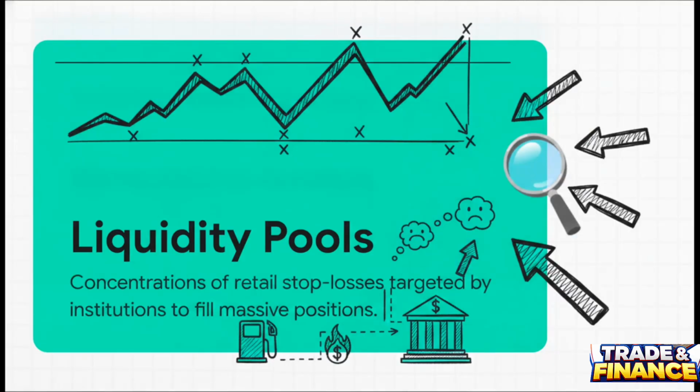So what exactly are these liquidity pools we're targeting? Put simply, a liquidity pool is a huge concentration of retail stop-loss orders. And here is the painful truth about that. Institutions intentionally target these areas to execute their massive positions. They literally need your stop-loss orders to buy or sell without causing massive price slippage against themselves. So your standard retail stop-loss, that's the liquidity fuel smart money absolutely needs to enter the market.